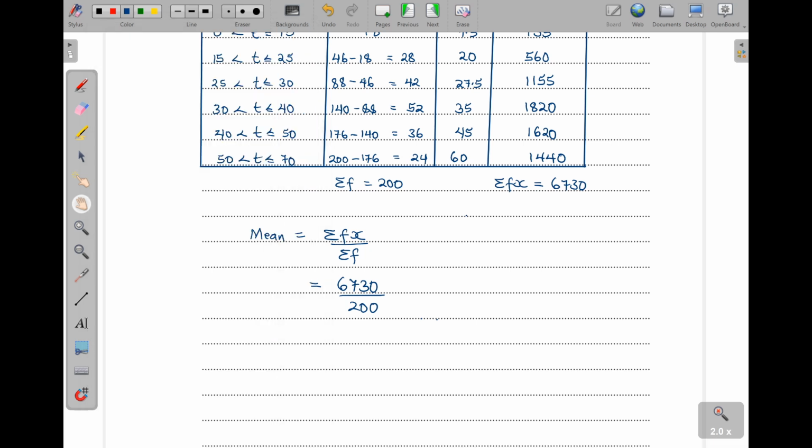So I'll write 33.65. Don't write 33.7 because you are supposed to write your answers to three significant figures. We do so for answers which are not exact. Okay, this one is exact. A terminating decimal is an exact figure, so you leave your answer there.